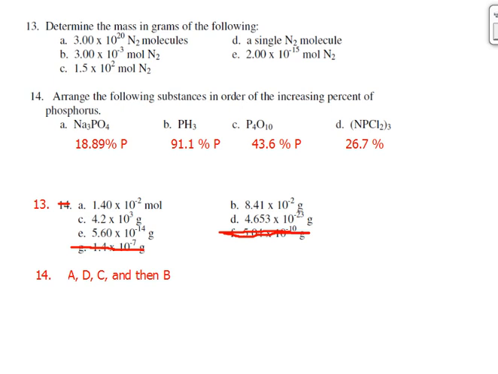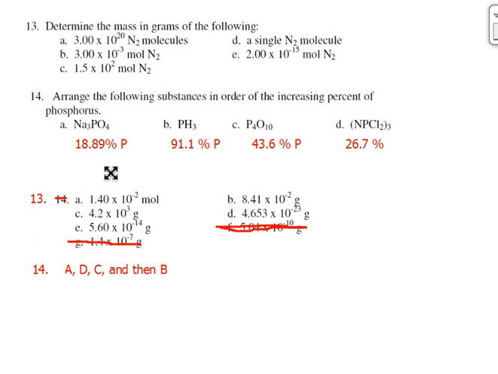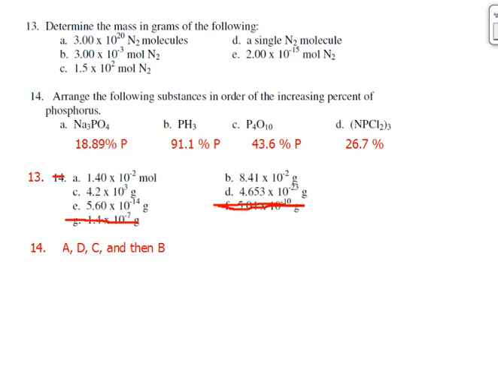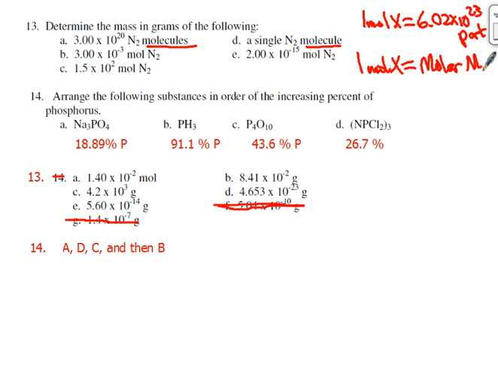13, determine the mass in grams. So this relies upon you doing some mole ratio conversions between moles and particles, or moles and mass, or just moles directly to mass, one or the other. So we had a couple of basic equivalencies. 1 mole of X is equal to Avogadro's number of particles. And 2 of these questions mention particles. There's molecules in both of those. And then 1 mole of X is equal to the molar mass of X, which we would get off of the periodic table.